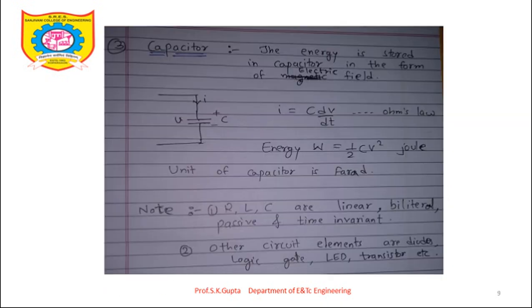Next is the capacitor. What is a capacitor? A capacitor is also an energy storing element. The energy is stored in the capacitor in the form of an electric field. Now the important formula: the current through a capacitor is C times dV by dt. This is also one form of Ohm's law: I equals C dV by dt. Energy stored in the capacitor is 1 by 2 CV square. The unit of energy is joule. The unit of capacitor is farad.